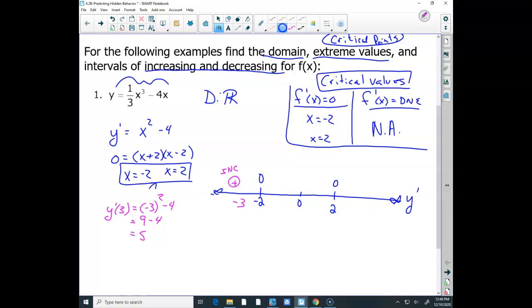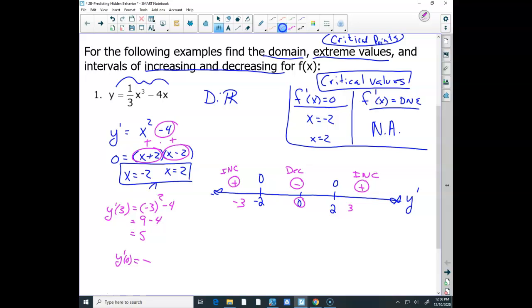Then I'm going to pick 0 in the middle of my critical points, and when I plug that in, I know y prime of 0 is going to be a negative number. I can see it, it's -4. So I'm decreasing in here because my derivative is negative. And then I'm going to test 3 out here. It's another 9 minus 4. A positive times a positive gives me a positive value, so I'm increasing again.